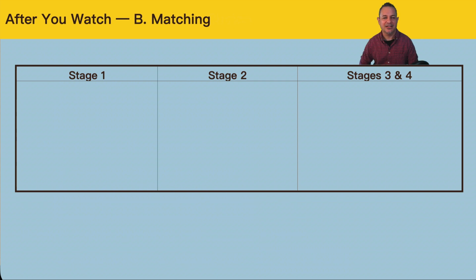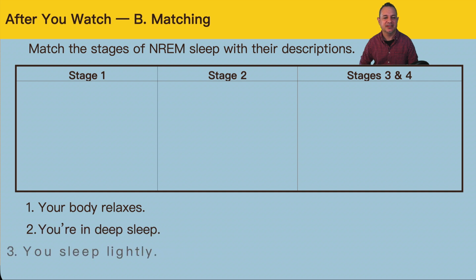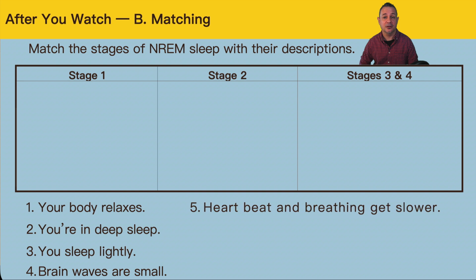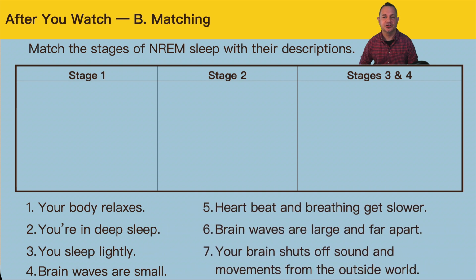Part B, matching. In the 4 stages of non-rapid eye movement sleep, different things happen. Can you match the stages of NREM sleep with their descriptions? There are descriptions of 7 different indicators or events. Here they are. Your body relaxes. You're in deep sleep. You sleep lightly. Brain waves are small. Heartbeat and breathing get slower. Brain waves are large and far apart, and your brain shuts off sound and movements from the outside world.